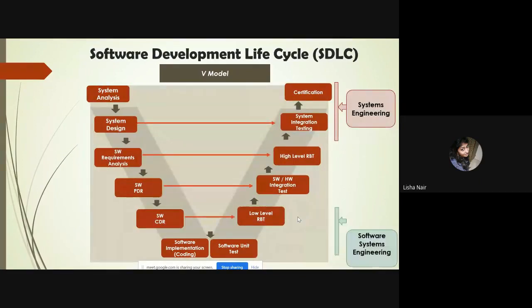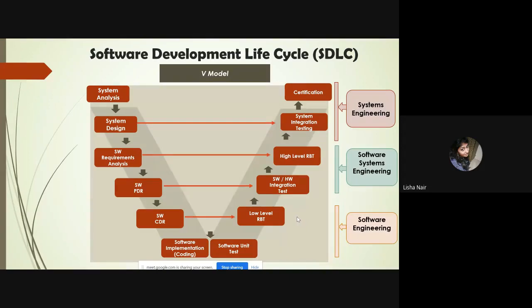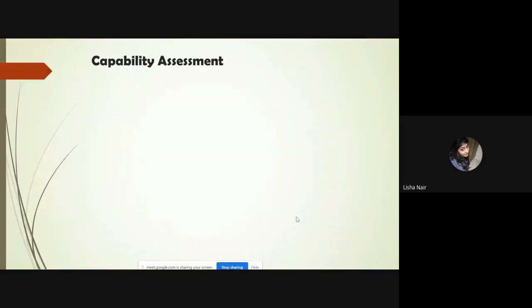So these are the phases of every software, the different engineering phases we split it into. The systems part all comes under systems engineering. The phase of deriving from systems to software is called software systems engineering, and then the phase which is the code is called software engineering. I know these are all part of your curriculum.